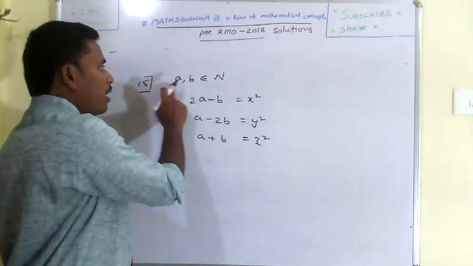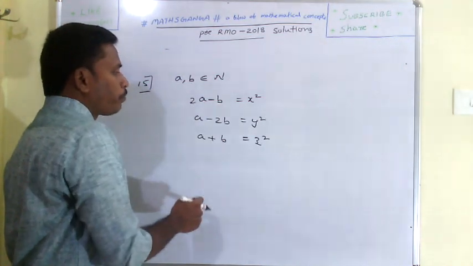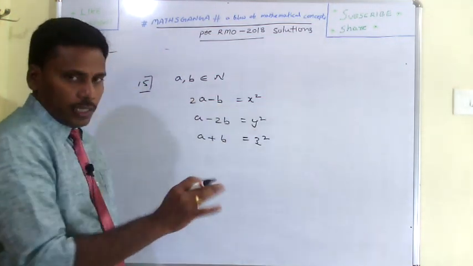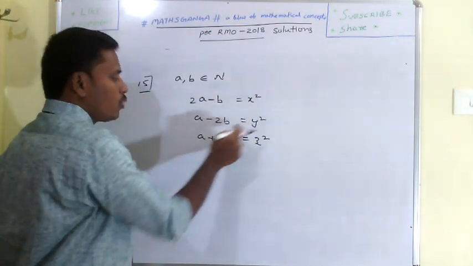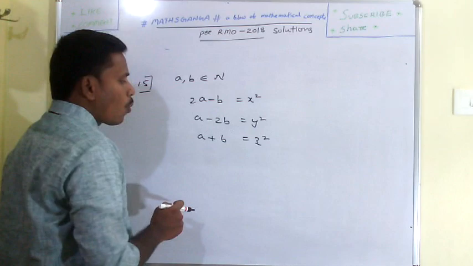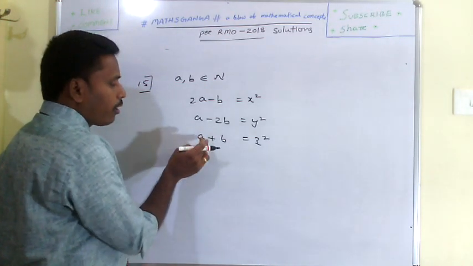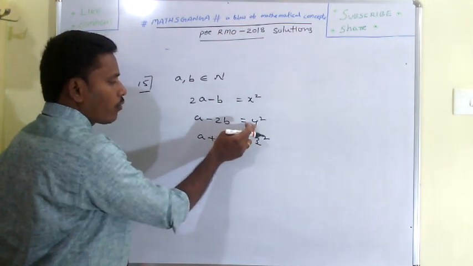So they mentioned that a and b are naturals. So automatically this x, y, z will be integral values. Since 2a minus b is x square, a minus 2b is y square, a plus b is z square, what I am going to do is to concentrate on b, just subtract y square from z square.